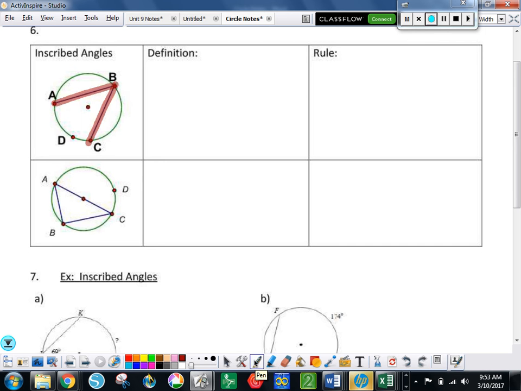The definition of an inscribed angle would be what? An angle formed by two chords.